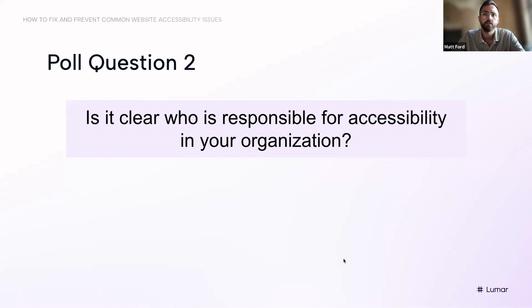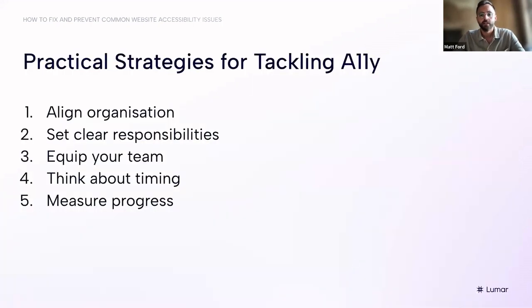So is it clear who's responsible for accessibility? The answers are in, and the majority is no. We see this quite often, but it's not always very clear who exactly is responsible or also accountable for accessibility within the wider org. So that really takes me into the first couple of points on this kind of quick checklist for getting your approach right.